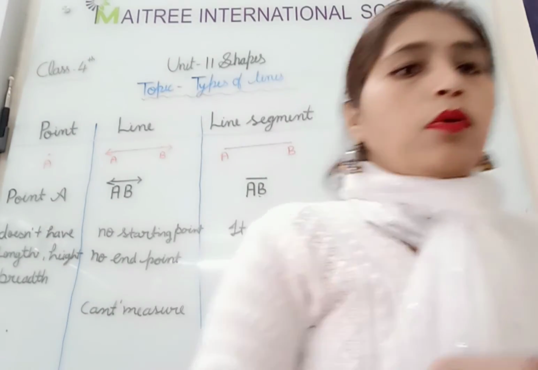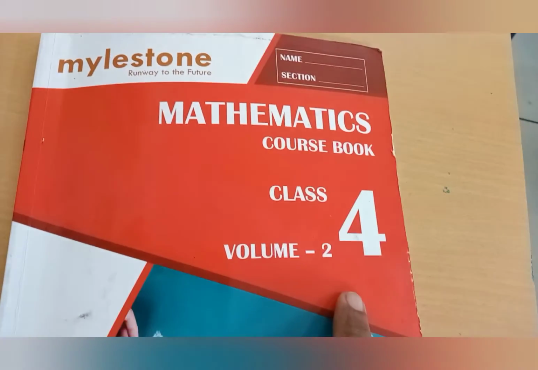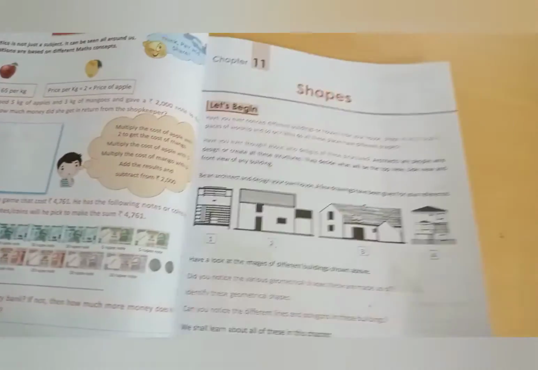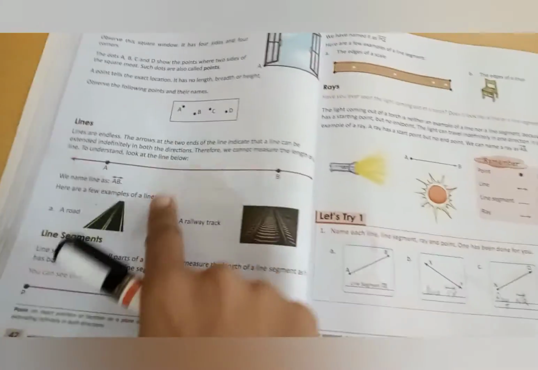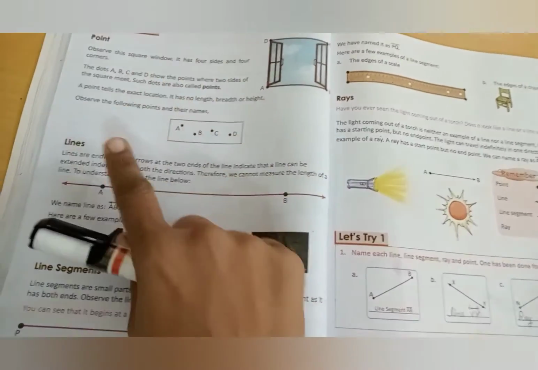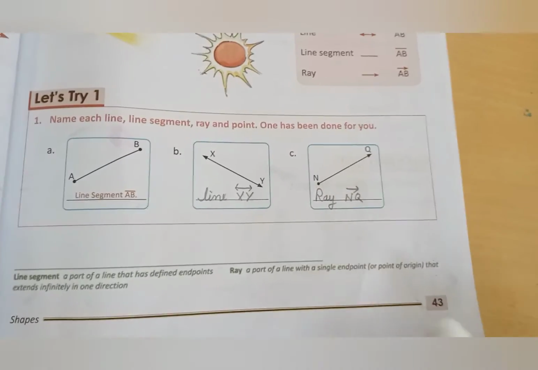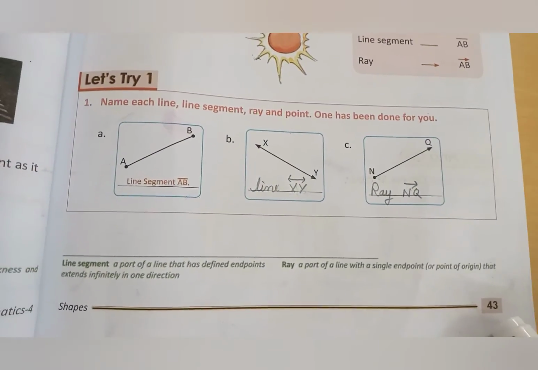Now we'll do the exercise in a. So this is your maths course book, volume 2, and we are doing chapter shapes. This is page number 41. Clear? And now we have done this one. This theory we have done: point, lines, line segment and rays. Now we will do let's try one. This is page number 43 of your course book.